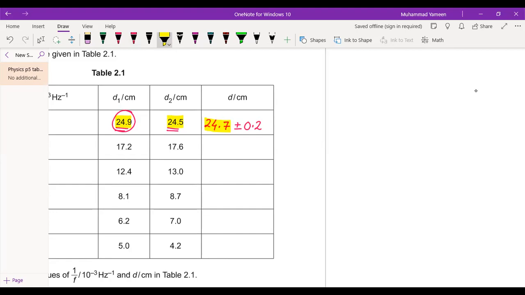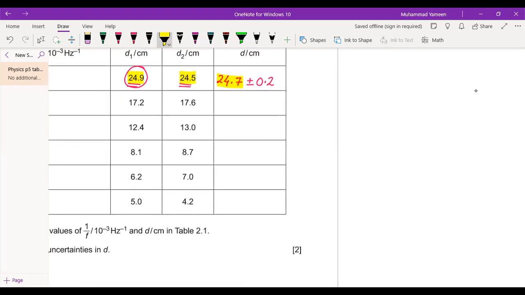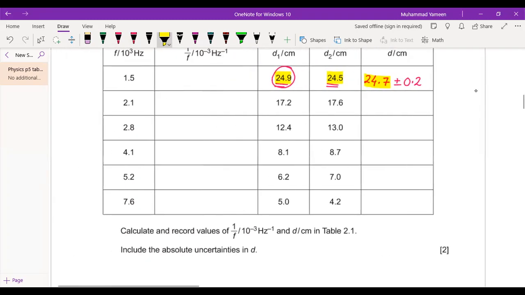So if you have repeated values for any variable, this is the way to calculate absolute errors and how to calculate the value of D. The D value should be the average of these two, and the absolute error should be the maximum value minus the average value. Now again, I will request you to complete this table by stopping my video.